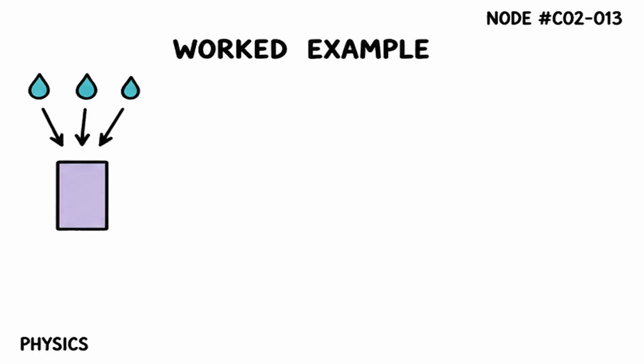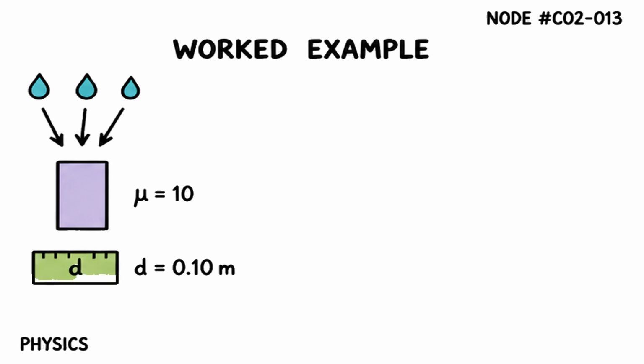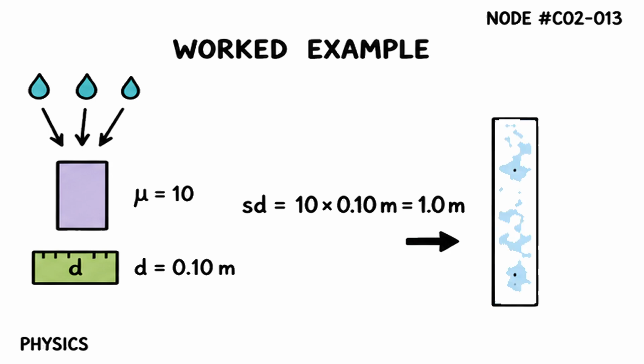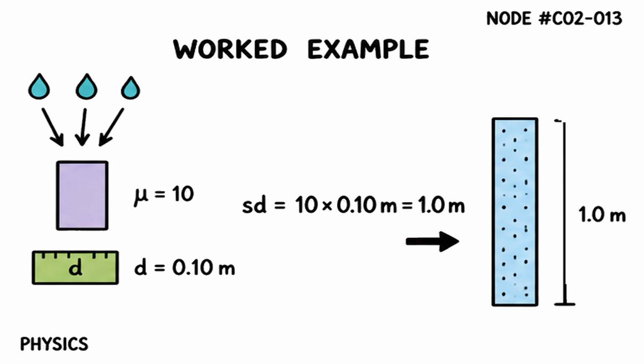Here is a transparent example. Mu equals 10. D equals 0.10 meters. SD equals 10 times 0.10 meters, which equals 1.0 meters. The layer resists vapor about like 1 meter of still air.